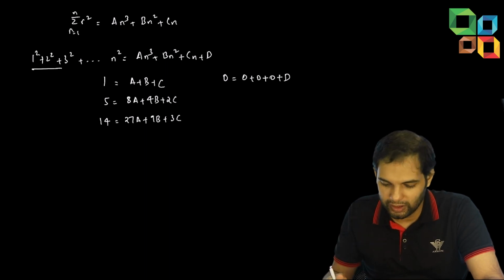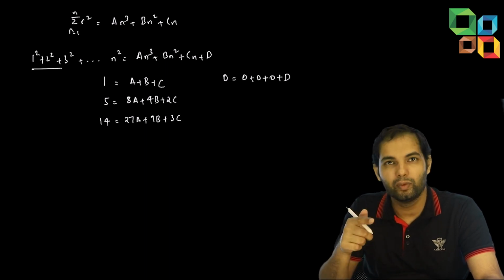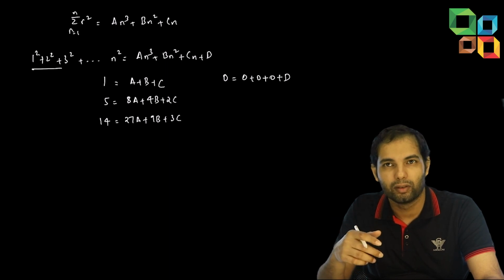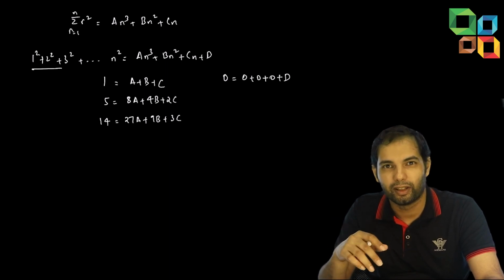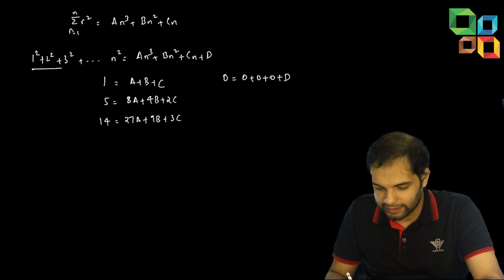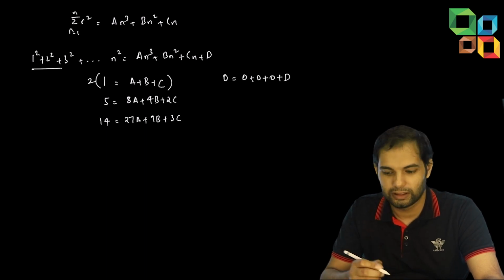If you want, we'll complete it. I'll give the other part as homework. You can try at home the summation of r cube. Let's try to complete it. So we'll eliminate c first. So I'll multiply with 2 and subtract.